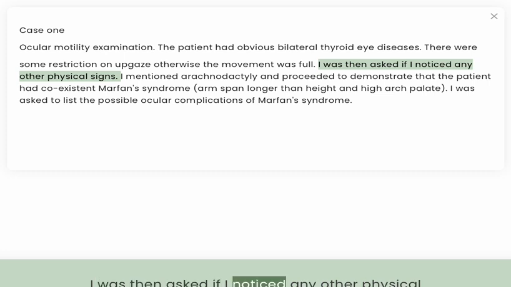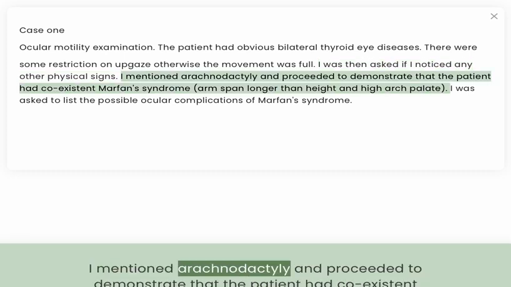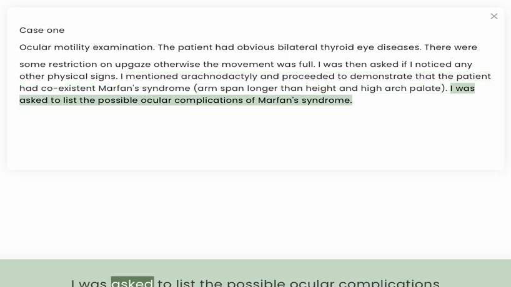I was then asked if I noticed any other physical signs. I mentioned arachnodactyly and proceeded to demonstrate that the patient had coexistent Marfan syndrome. I was asked to list the possible ocular complications of Marfan syndrome.